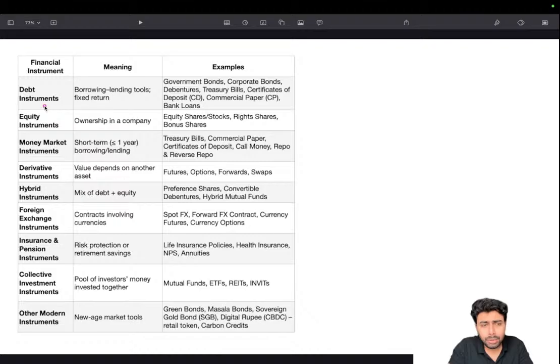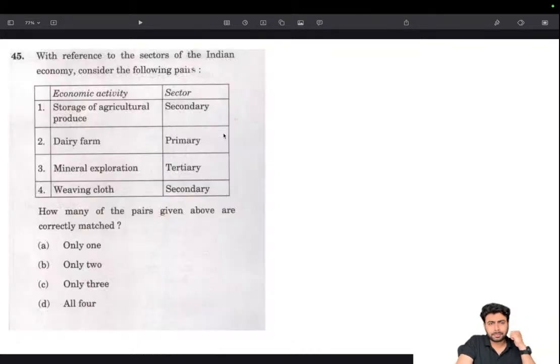Mainly you need to understand what debt instruments and equity instruments are. That's the basic thing. Then money market, obviously you know that. Then masala bonds, green bonds, etc. are the modern instruments. That's basic knowledge. Nothing you need to learn or anything. Just learn about debt and equity instruments, that's it, and the differences between both. I've given the example, so this is more than enough.